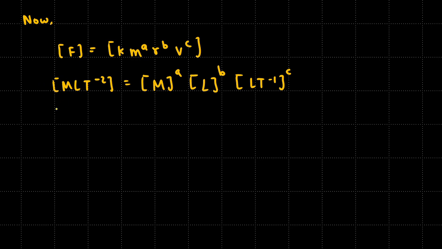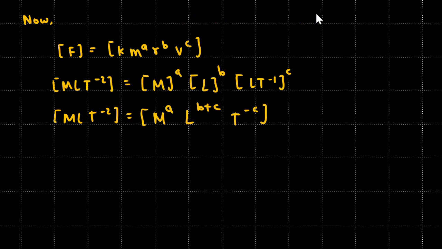So now let's write it down. For M, there is only M, so it will be M to the power a. For L, there are two L terms, which will be L to the power b plus c, and T is raised to the power of minus c, because minus 1 times c will be minus c. We write b plus c because it follows the law of indices. So now, equating the powers of the same base on both sides.